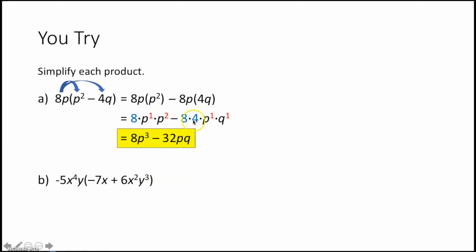Over here, the 8 and the 4 multiply together to get 32. The p to the first and the q to the first, those are not like bases, so we don't add the exponents together. We just leave it p times q, and you're done.